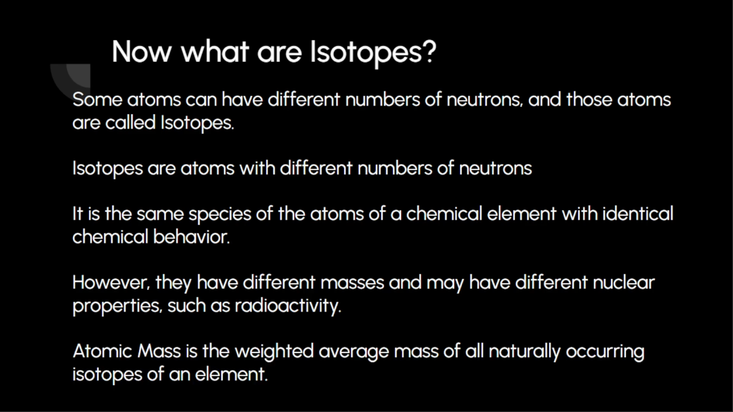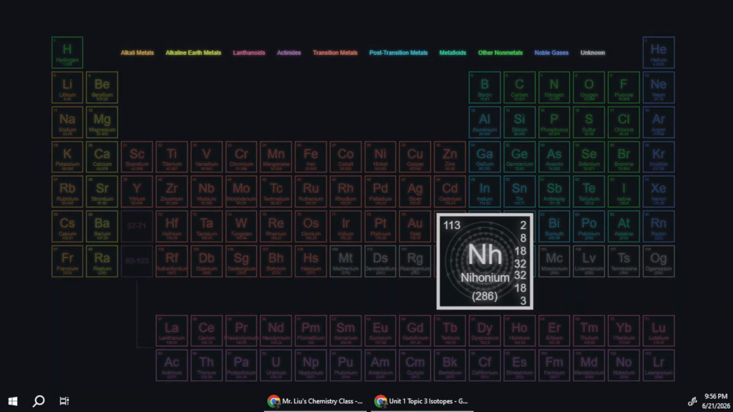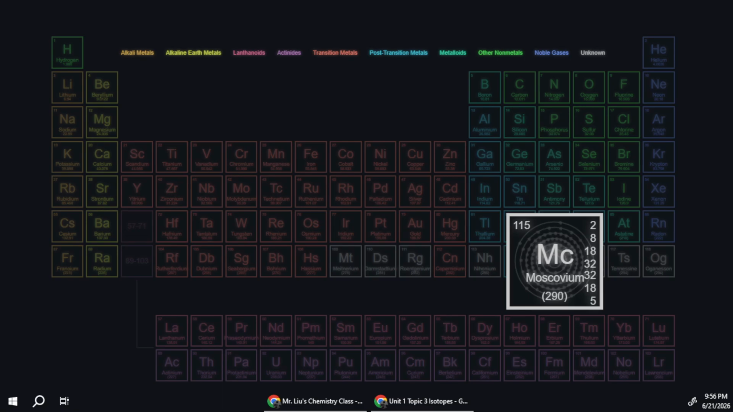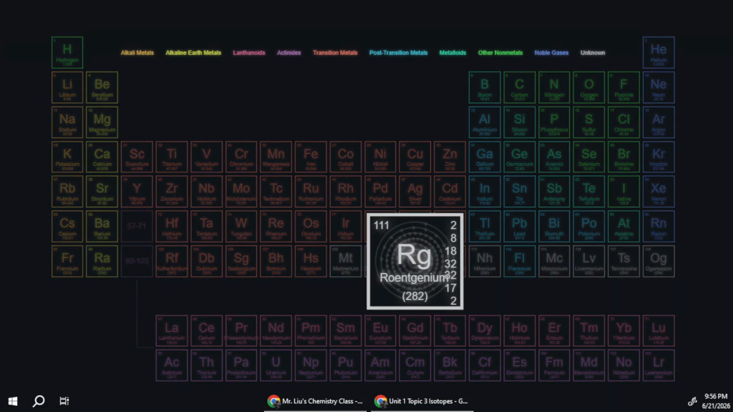Atomic mass is the weighted average mass of all naturally occurring isotopes of an element. That does not include any man-made elements. That's why on the periodic table, when we look at these elements, we'll talk more about these, but they are made in labs. They're not naturally occurring elements. That's why their numbers do not have decimals. It's just a whole number.